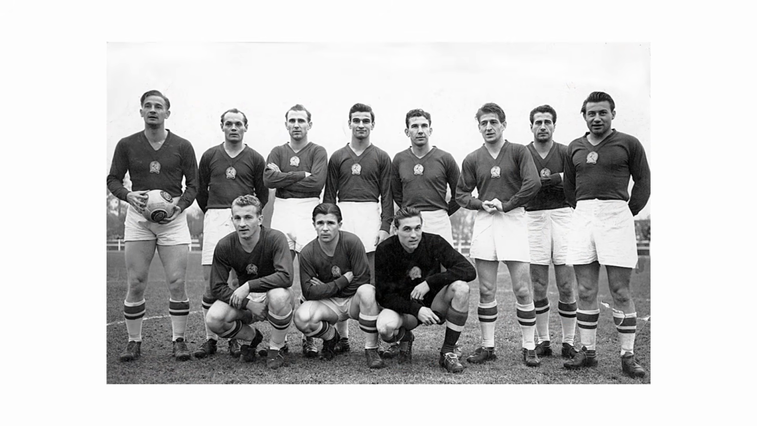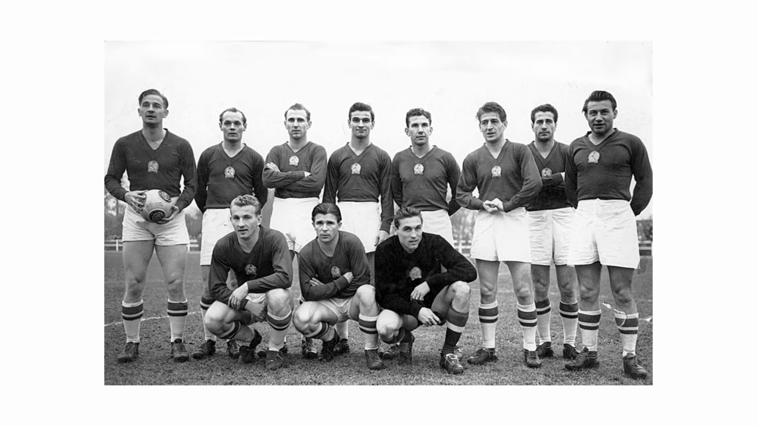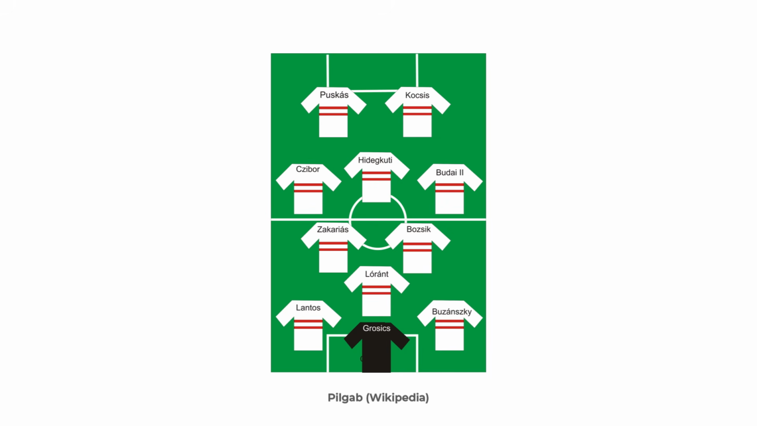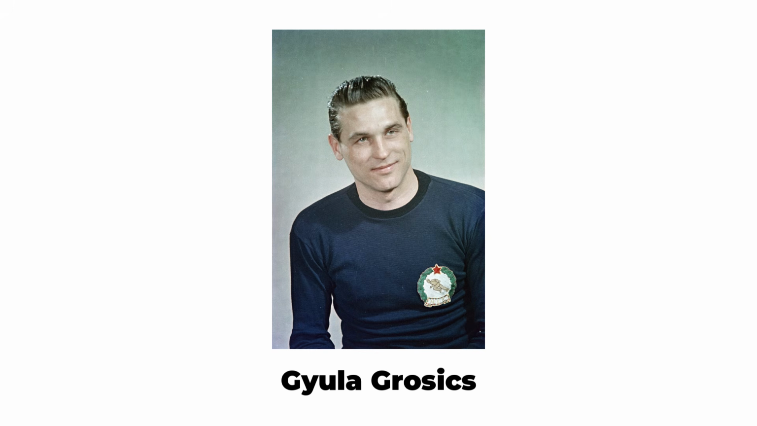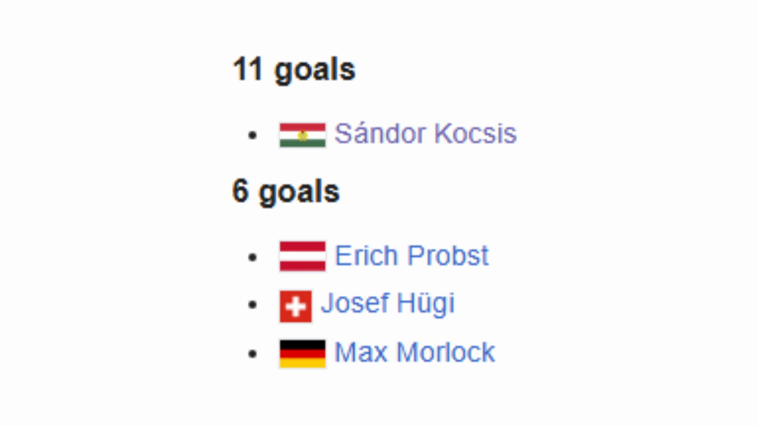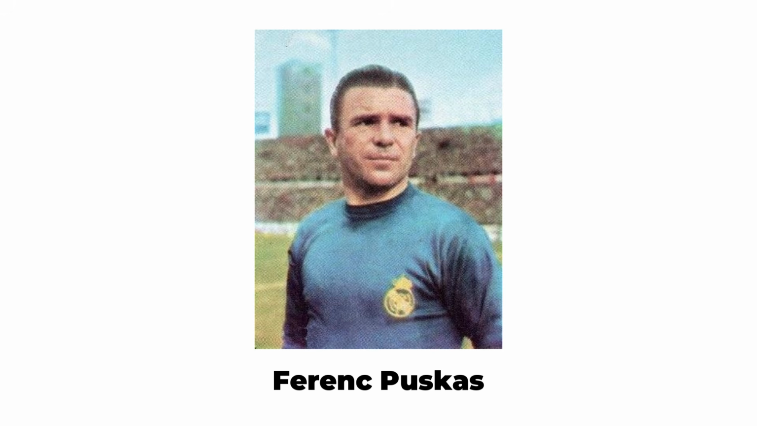the Hungarian national team that was called the Golden Team. Prior to the World Cup final, the Hungarians went 32 games unbeaten, playing flexible attacking football, with the stars being the goalkeeper Gyula Grosics, the winger Zoltan Czibor, the forward Sandor Kocsis, who became top scorer with 11 goals, and Ferenc Puskás.